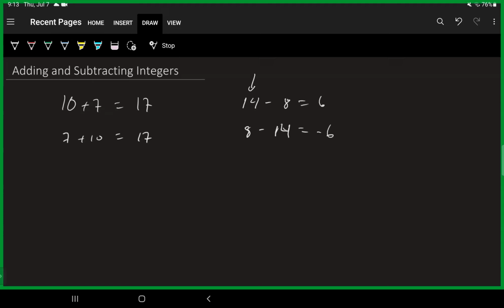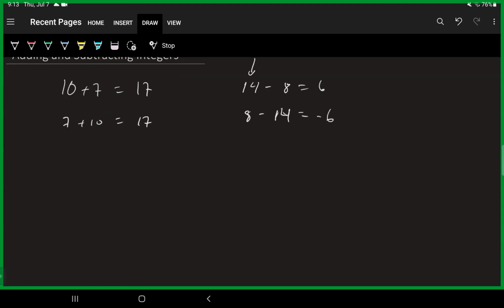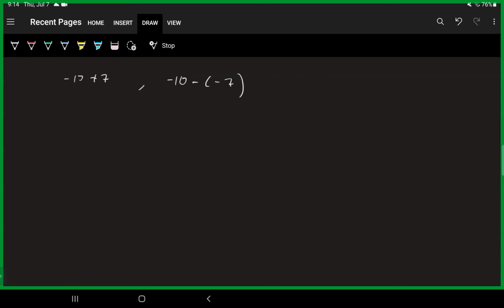When we're talking about integers, though, we also have to worry about things like -10 plus 7 or -10 minus -7. There's a bunch of different situations we can run into. So let's get going. One very important thing that we need to know before we move on is this concept right here: addition is this, subtraction is the addition of a negative. So let's write that down.